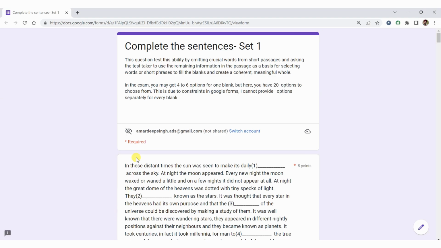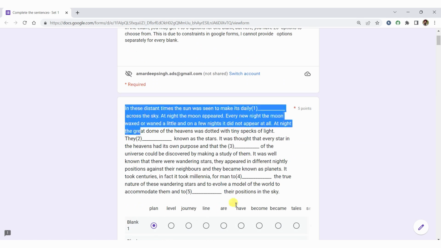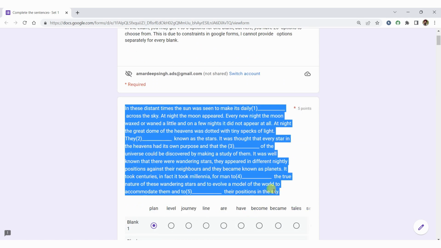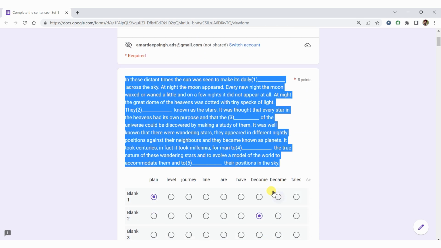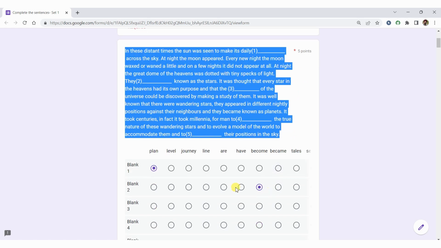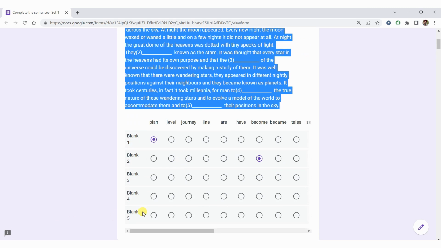So I hope you have got the idea. Now I'll show you how to practice this one in Google Forms. So this is the form. This is a paragraph. The only difference between my form and the main test is that for one blank you will have 5 options. Here I am giving you 15-20 options.